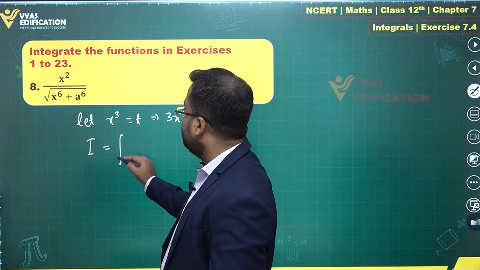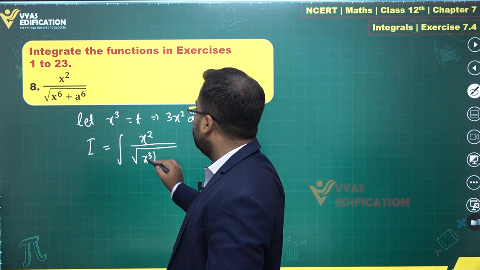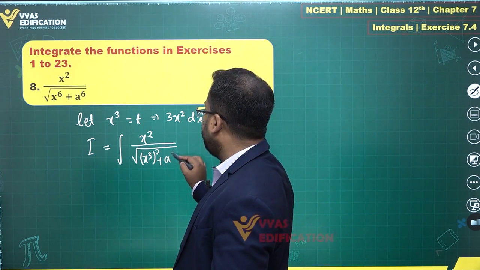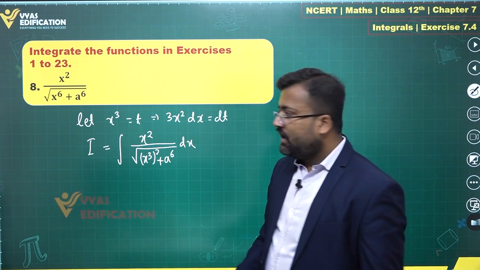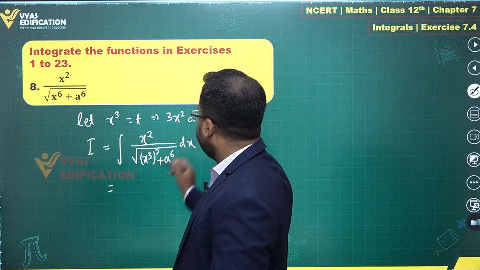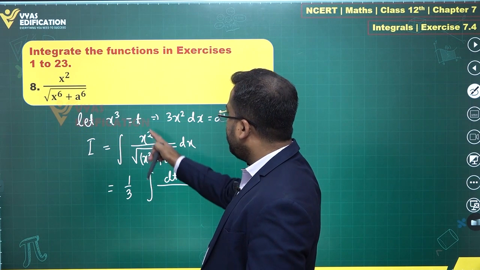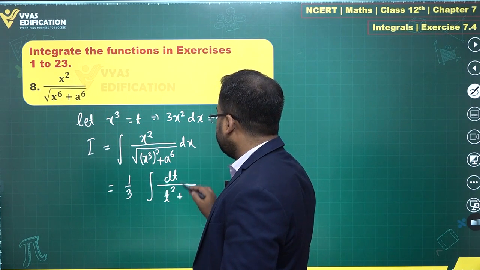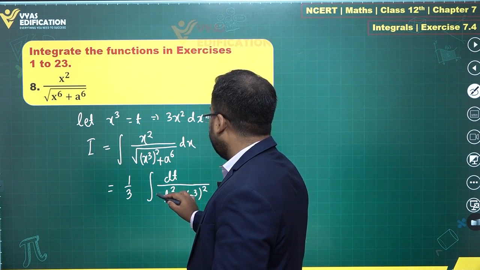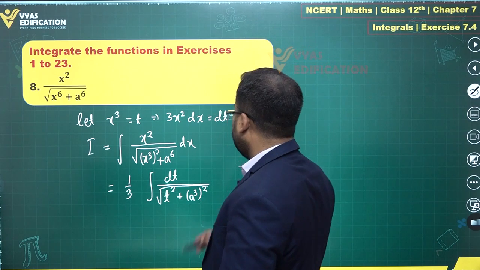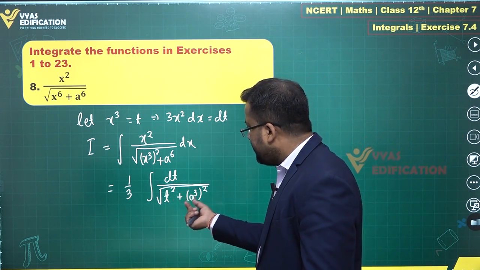I, which was equal to x square upon under root of x power 3 square plus a power 6 dx becomes equal to what? This becomes equal to x square dx is 1 by 3 times dt, and x power 3 is t square plus, what is this? This is a power 3 squared in the under root, right? There's an under root over here. And what next? This is x square plus a square in the under root.